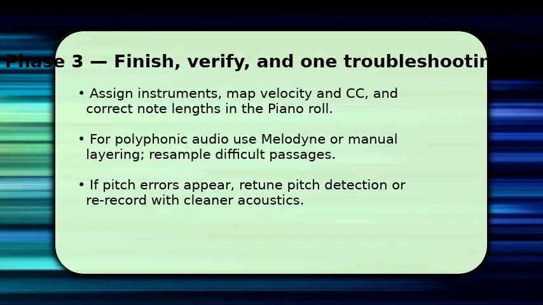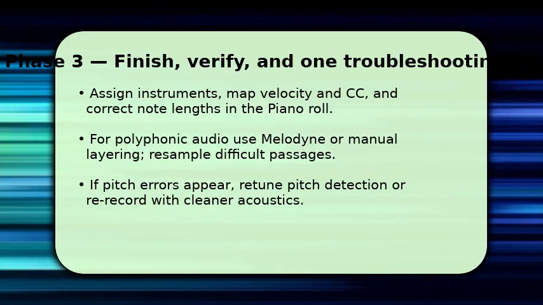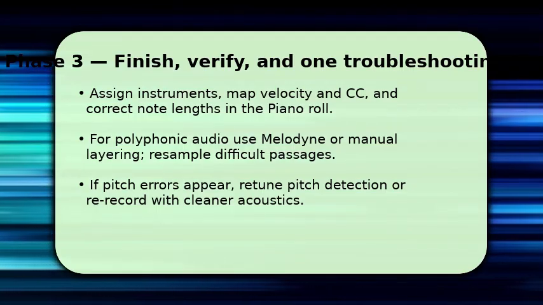For polyphonic recordings, use Melodyne or Convert stems separately, then layer the MIDI tracks. Once you've corrected octaves and tightened timing, bounce or render to check alignment. If things go wrong, rerun detection with different sensitivity or retune the audio.